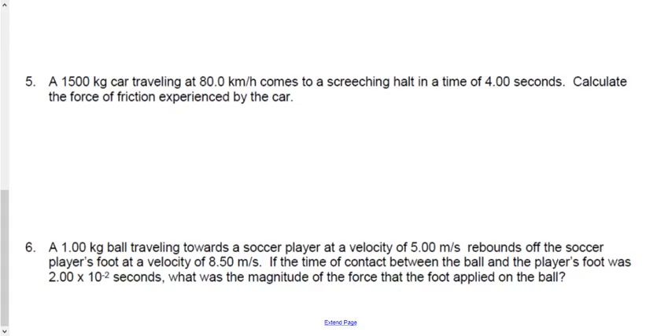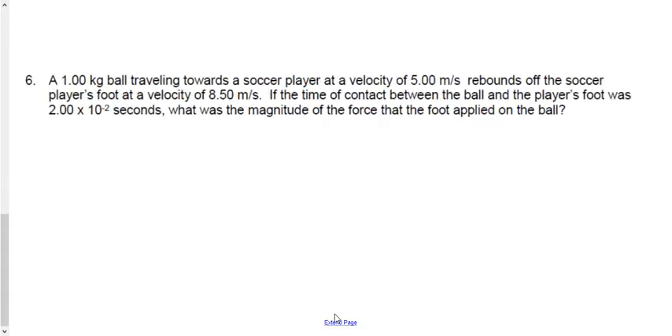Number 6 says, a 1 kilogram ball traveling towards a soccer player at a velocity of 5 meters per second rebounds off the soccer player's foot at a velocity of 8.5 meters per second. Time of contact between the ball and the player's foot was 2 times 10 negative 2. What's the magnitude of the force that was applied on the ball?